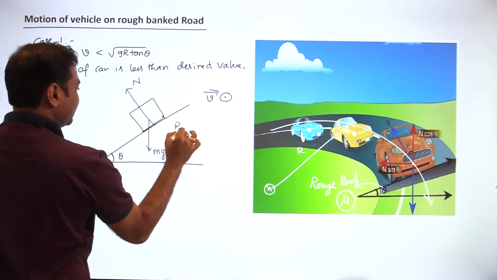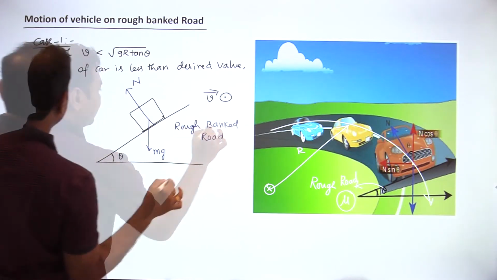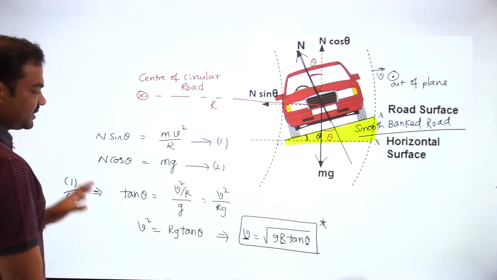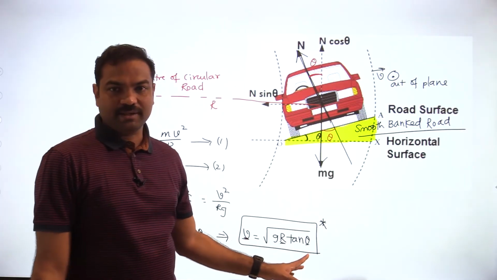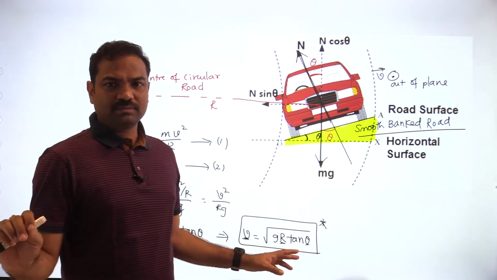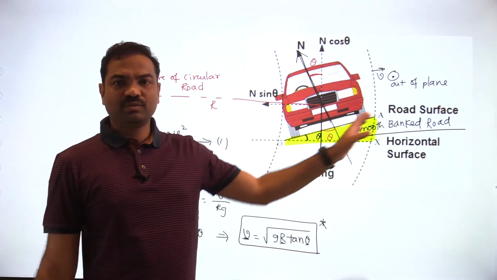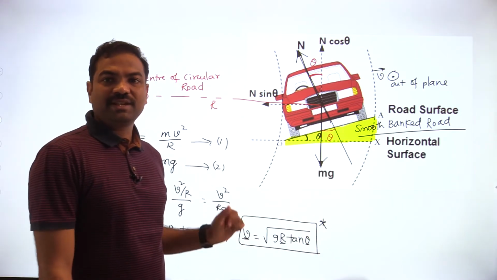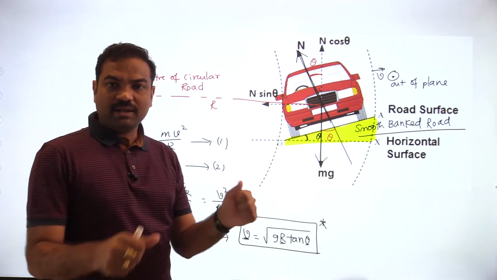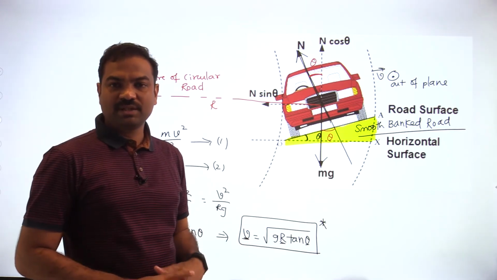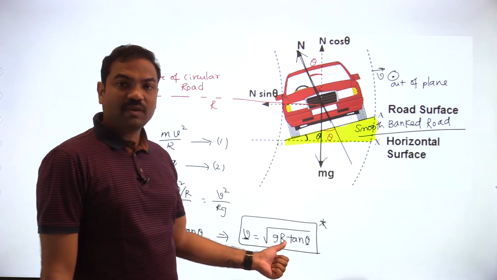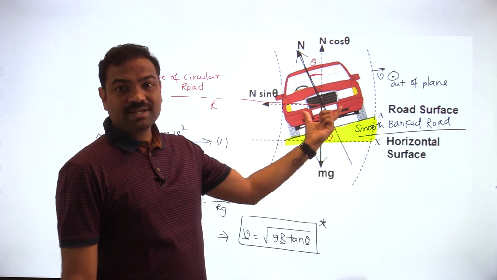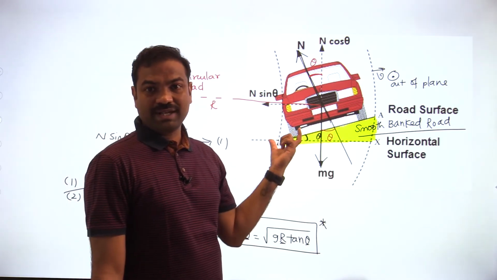Now tell me, this is a rough banked road. Under the condition of V less than root gr tan theta, how will the friction act? What we are discussing here, V is equal to root gr tan theta. Forget about friction, right now there is no friction. Only a smooth inclined plane you can take. So V is equal to root gr tan theta. If V is decreased, suppose I applied the brake, then speed decreases. As speed decreases, what happens to the radius? The radius has to decrease. What is the meaning of radius has to decrease? The car will move close to the inner edge.